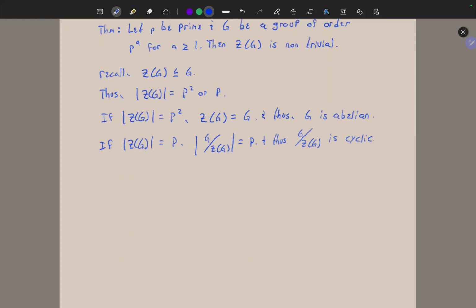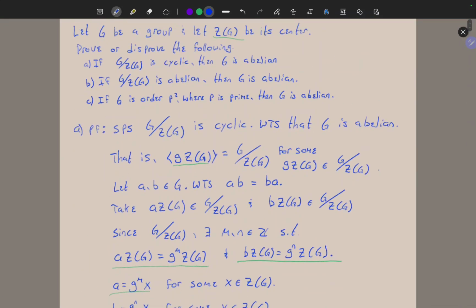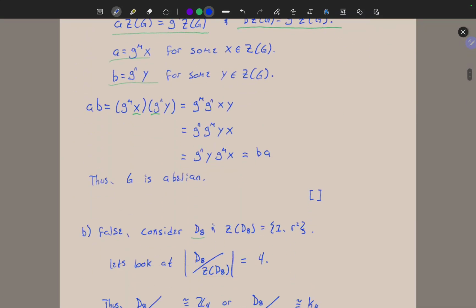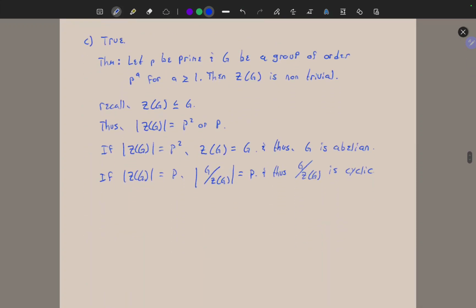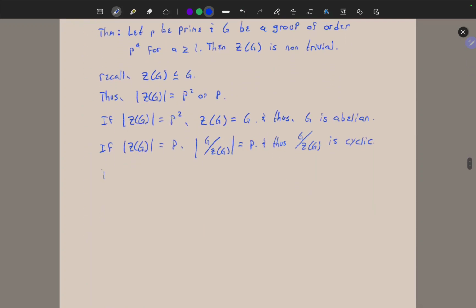But we just proved something about this statement in part A, right? If G mod its center is cyclic, then G is abelian. That's exactly what we have here. This is cyclic, thus G is abelian. And those are the only two cases we have. So indeed, in both cases, G is abelian. And that completes this proof. So I'll box this up and we're done with this proof.